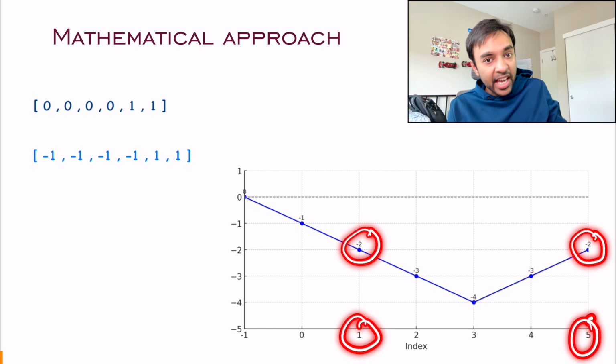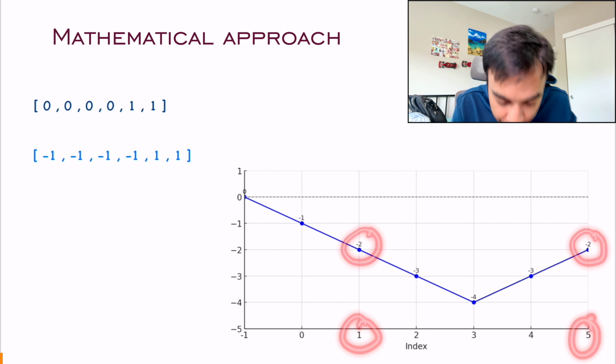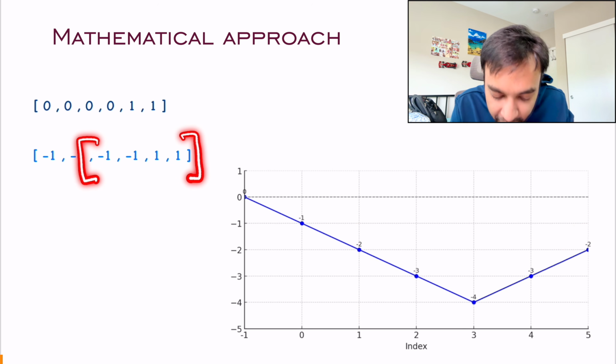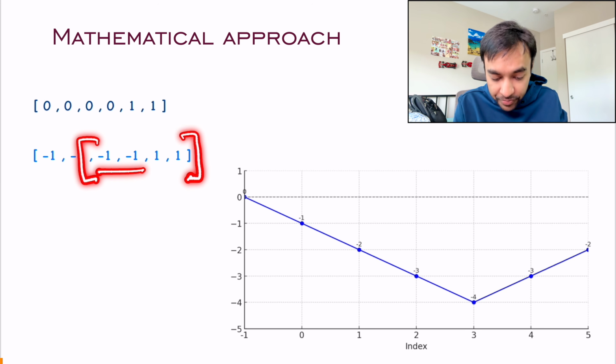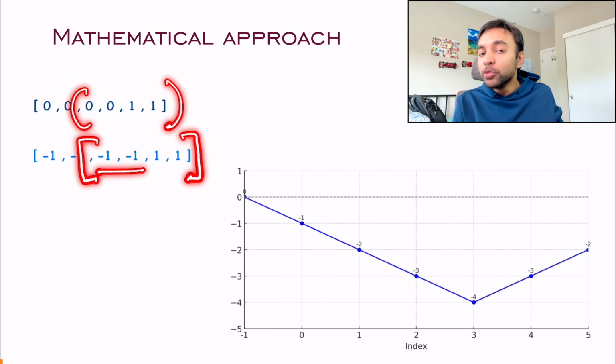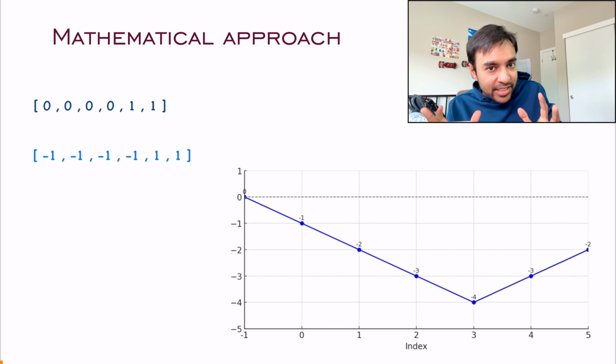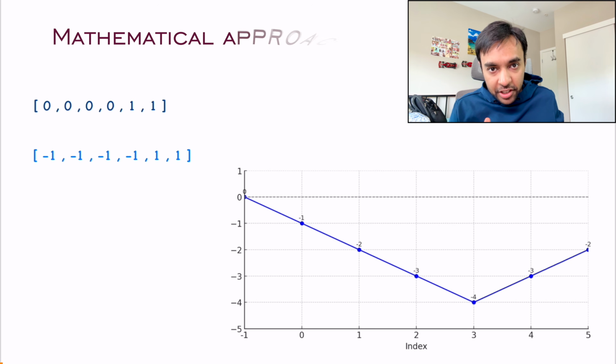So once again, check what is between index 1 and 5. Between index 1 and 5, I have these 4 values. I have 2 ones and 2 -1s. In my original array, I have 2 zeros and 2 ones. So this gives me some idea. And we can try to explore this solution a little further.